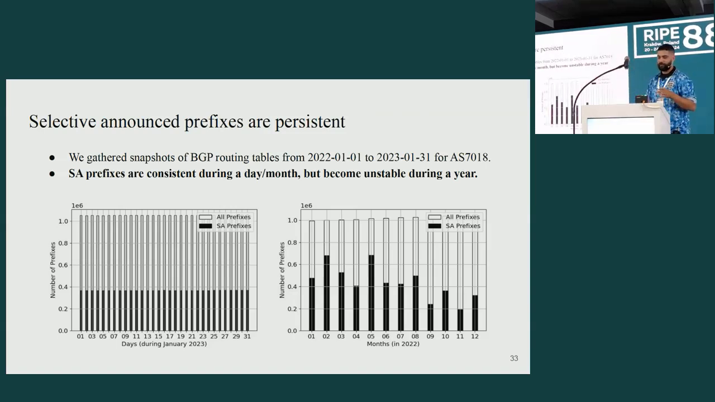Leaving prevalence and going to persistence, we study how persistent those selective announcements are. You can tell whether a selective announcement is persistent if it does not switch from selective to non-selective in a specific time window. We use different time windows, the time window of a day or a month. And you can see on the left figure that selective announcements are consistent during a month. The same figure you would see in the time window of a day. But on the right-hand side, you see that selective announcements become unstable during a year. And that is a good indication that if you care about compiling selective announcements, probably the best time window would be the time window of a month.